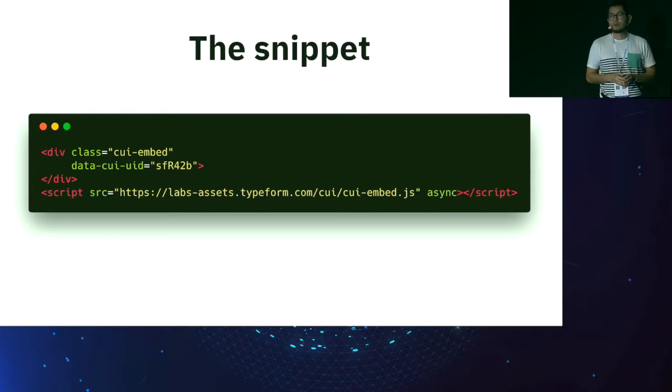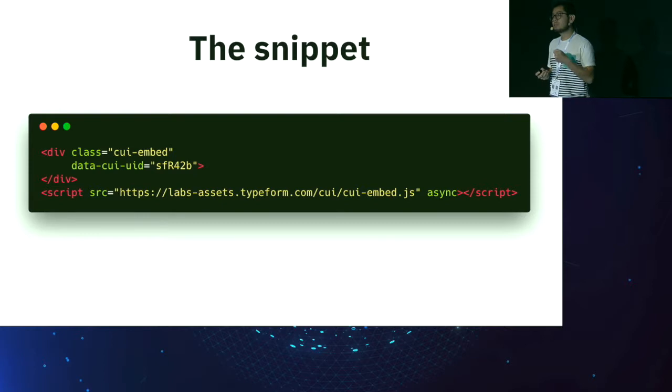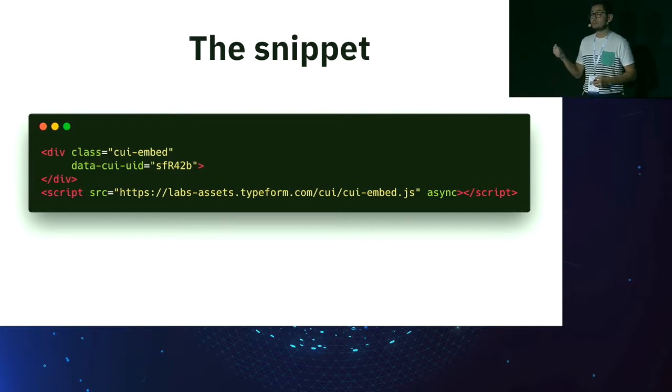With the embedded script, we will need to have a snippet. The snippet will have a token. This token will be where I want to mount the application and which configuration I want to send to it. In this case, ours was really simple, just a div with a CUI embed class. And then we will pass all the configuration by data attributes. In this case, we are passing the UID, which is the form. And then we are going to just put the script. We use the async attribute because we didn't know where the user will put the script, so we didn't want to interfere with the normal loading times or loader sequential.